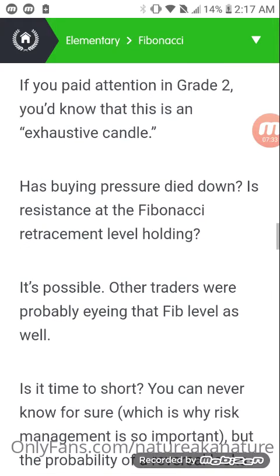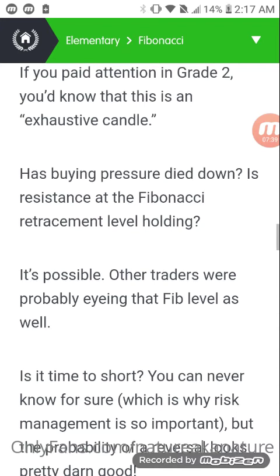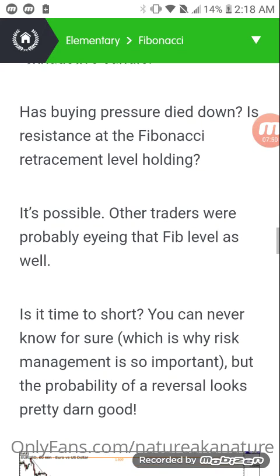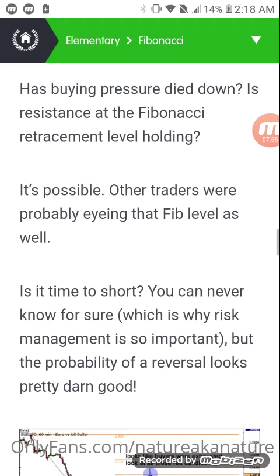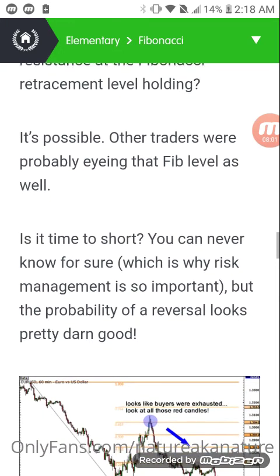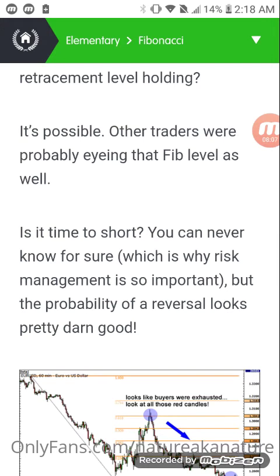It's possible other traders were buying or were probably eyeing that fib level as well, because the 61.8 and 50 levels are very high potential support and resistance levels. So it's very common that a lot of traders were looking at those fib levels, and that's why that candlestick did form. So it's time to go short. You can never know for sure, which is why risk management is so important, but the probability of a reversal looks pretty darn good.